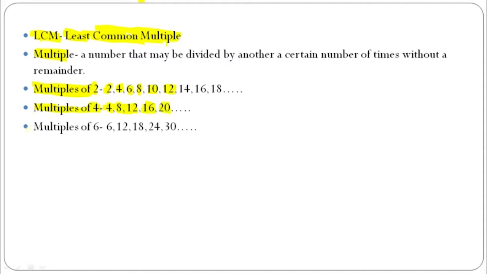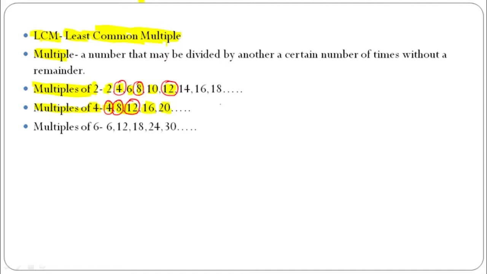Now, if you compare the numbers 2 and 4, there are some multiples which are common to both numbers. These are called common multiples. For example, 4 is a multiple of 2 as well as 4. Similarly, 8 is a multiple of 2 as well as 4. Again, 12 is a multiple of 2 as well as 4. So, there are many such multiples which are common to both 2 and 4.